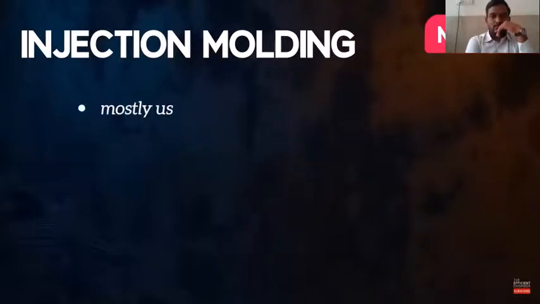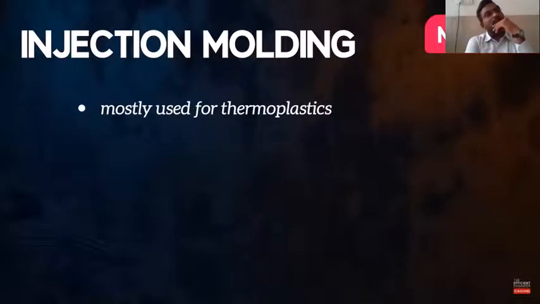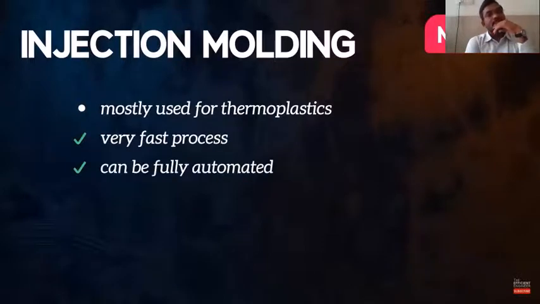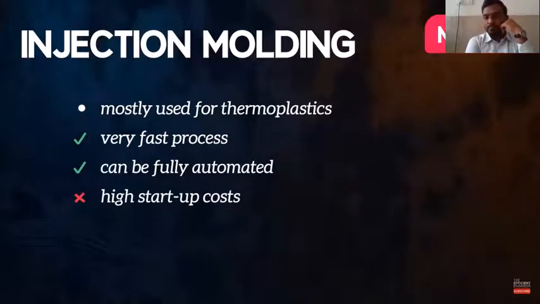Injection molding is mostly used for thermoplastics, which are polymers which soften when they are heated and harden when they are cooled. It is a very fast process and can be fully automated, meaning labor costs are low, but startup costs are very high due to the expensive molds, so it is really only cost-effective for large production runs.